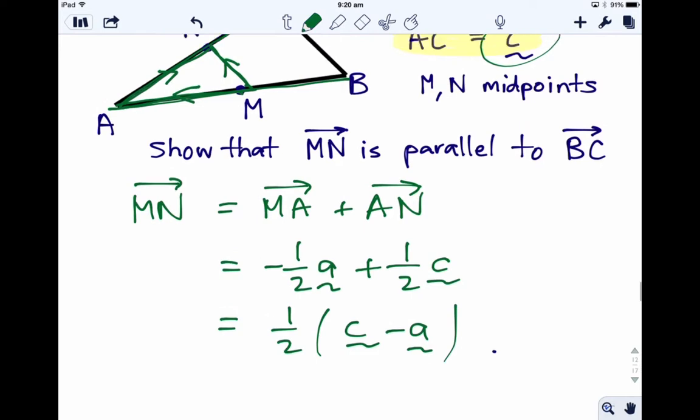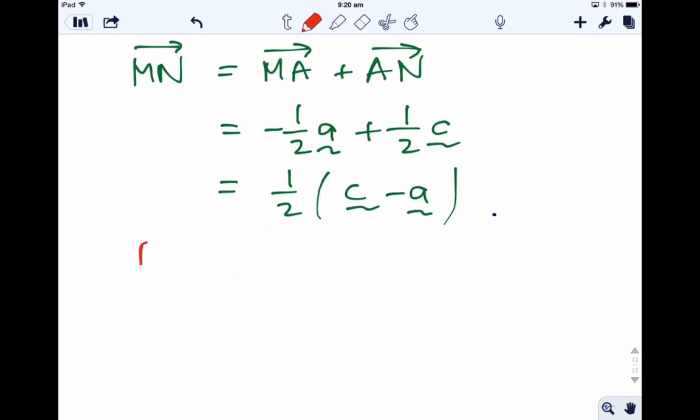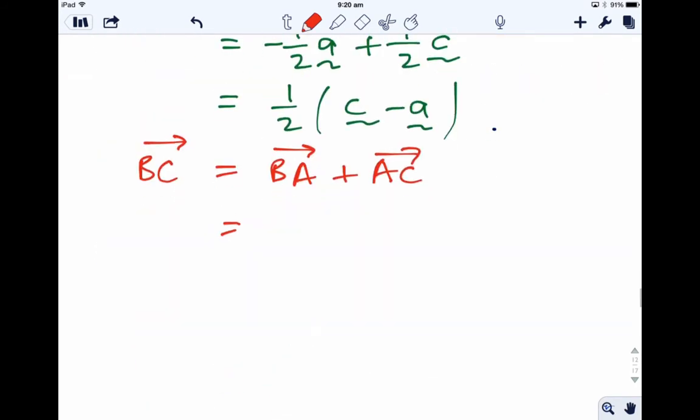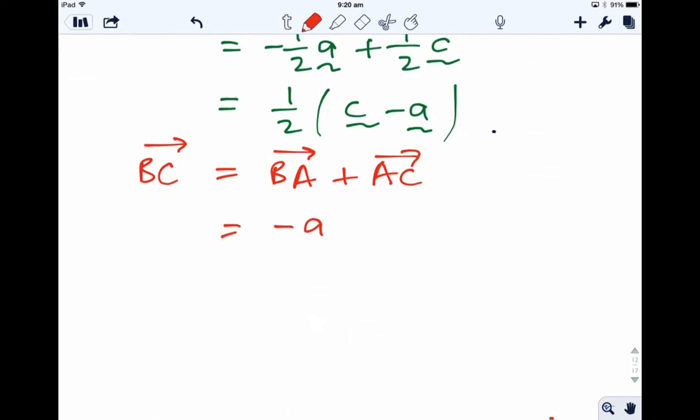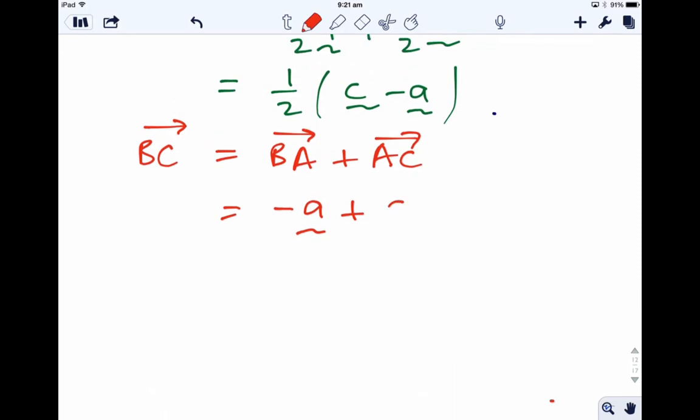Now we just need to know, what's the vector from B to C? Well, BA first of all, and then AC. That's how I'm going to get from B to C. So I'll write that down. BC is BA plus AC. If we know AB is a, then BA must be negative a. And AC, we know that one. AC up the top there is just c. Or we could write that as c minus a.